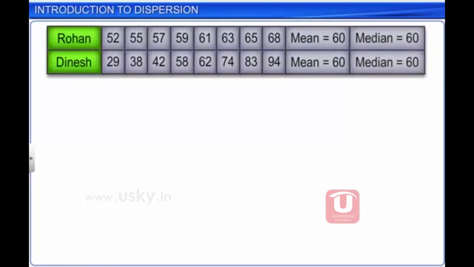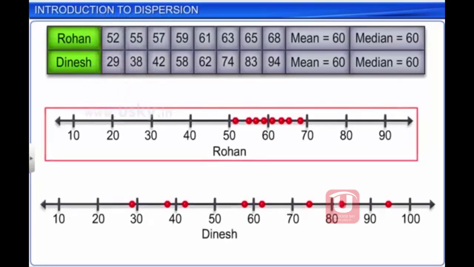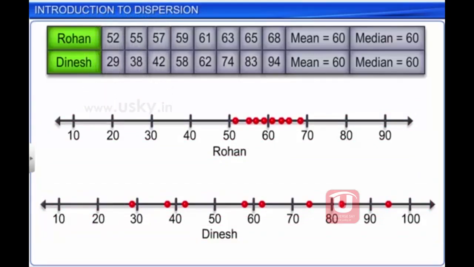Now, let's plot the marks on number lines. Here we notice that Rohan's marks are close to each other and centered about his average score. On the other hand, the marks scored by Dinesh are scattered on the number line. Thus, the measure of the central tendency is not sufficient to give us complete information about the data.